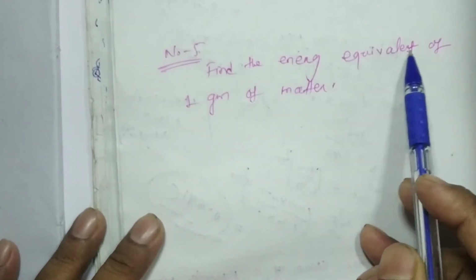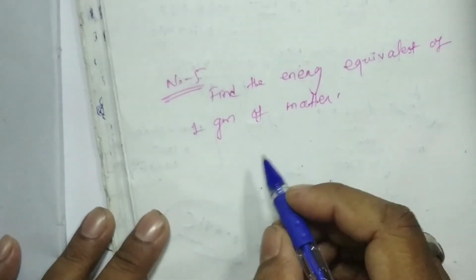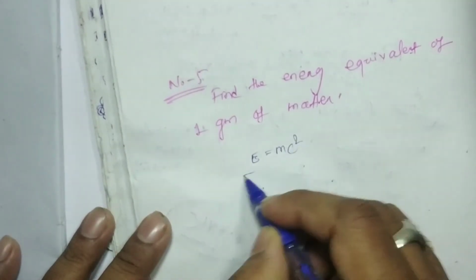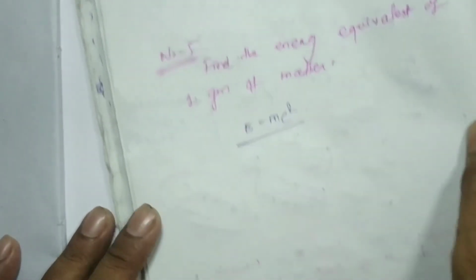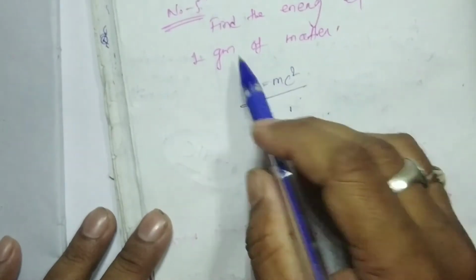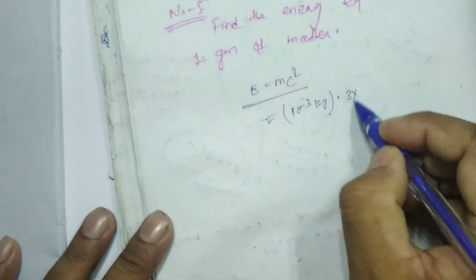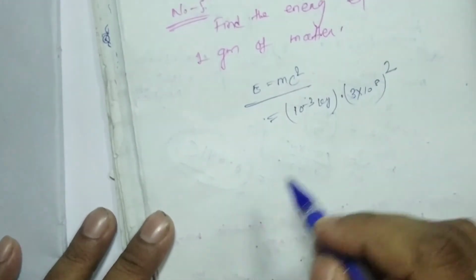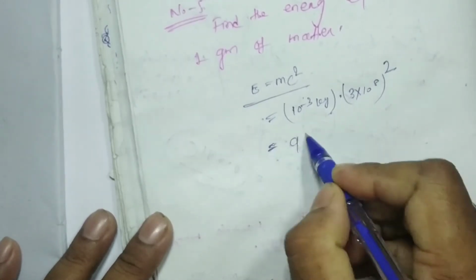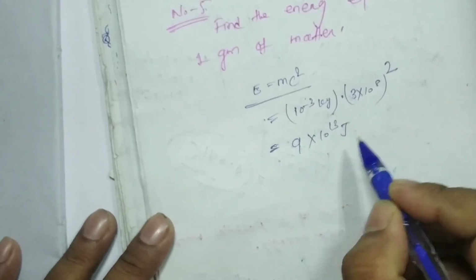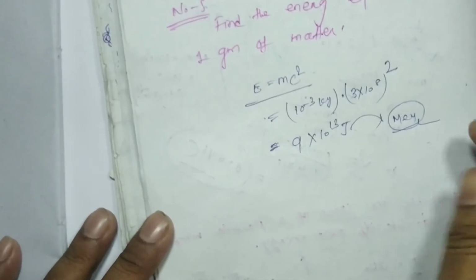Find the energy equivalent of 1 gram of matter. According to the mass-energy relation, E is equal to mc square. This is a very simple question. The mass, 1 gram, is 10 to the minus 3 kg, into c square, 3 into 10 to the 8 square. You can find approximately 9 into 10 to the 13 joule, and you can convert it into mega electron volt as you wish, no problem.